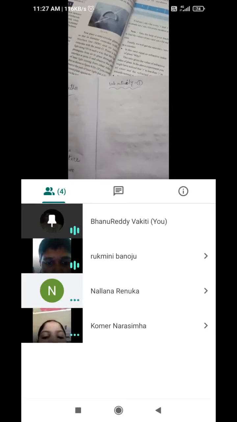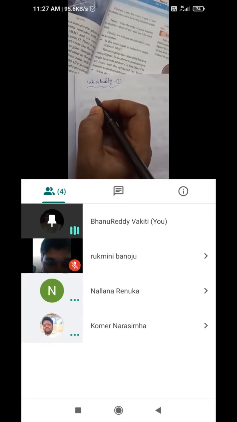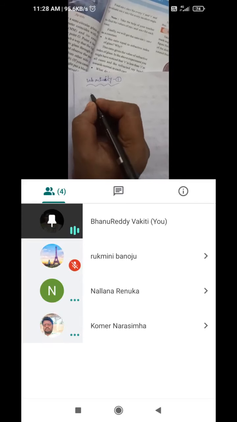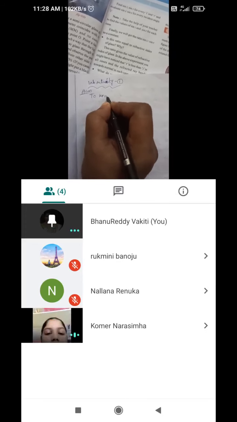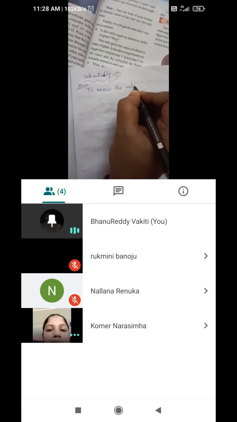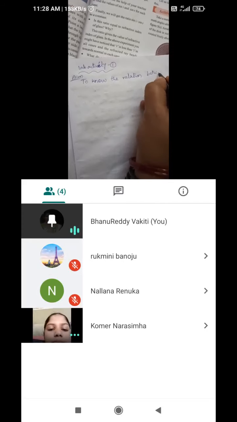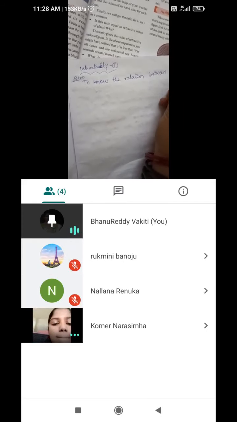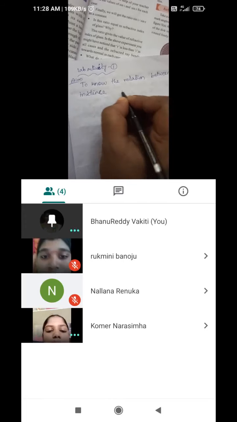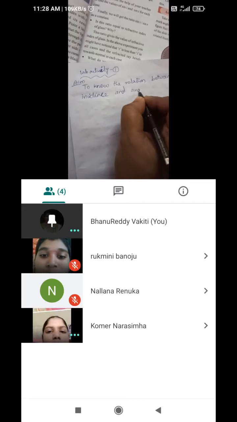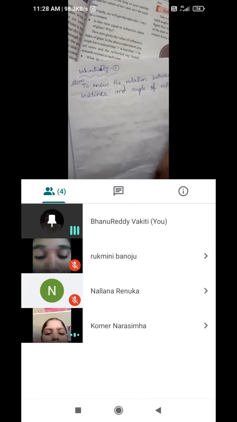Today we are going to see lab activity 1. The aim of this lab activity is to know the relation between angle of incidence and angle of refraction. It is very interesting to do, children.